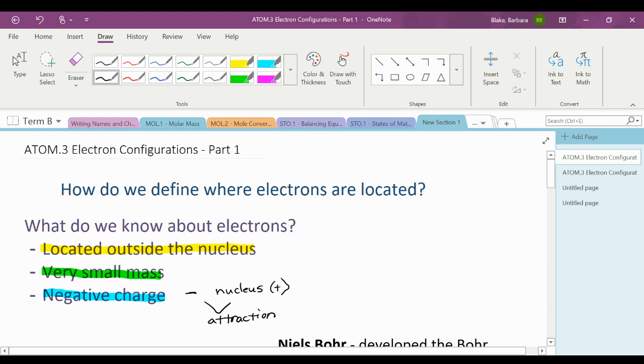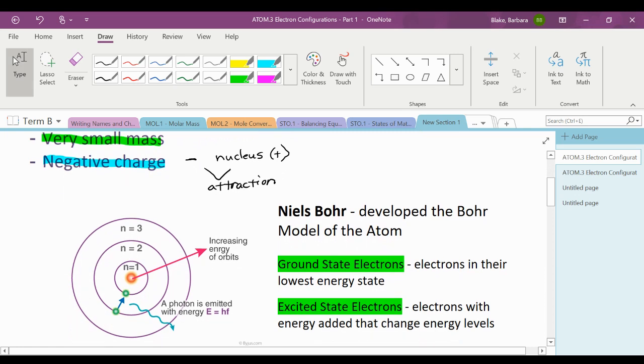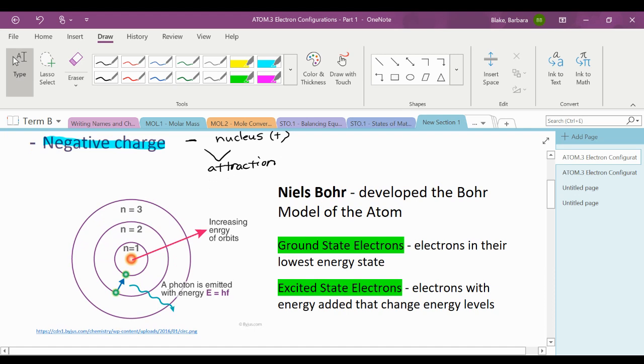So, throughout history, as we're taking a look to figure out what electrons look like, there were several people who worked on this problem. And one of the guys that worked on this problem is a guy named Niels Bohr. Niels Bohr developed the Bohr model of the atom, which is one of the most recognizable symbols in chemistry. In his experiments, he experimented with energy in atoms and realized that atoms, or more specifically electrons, emitted light.